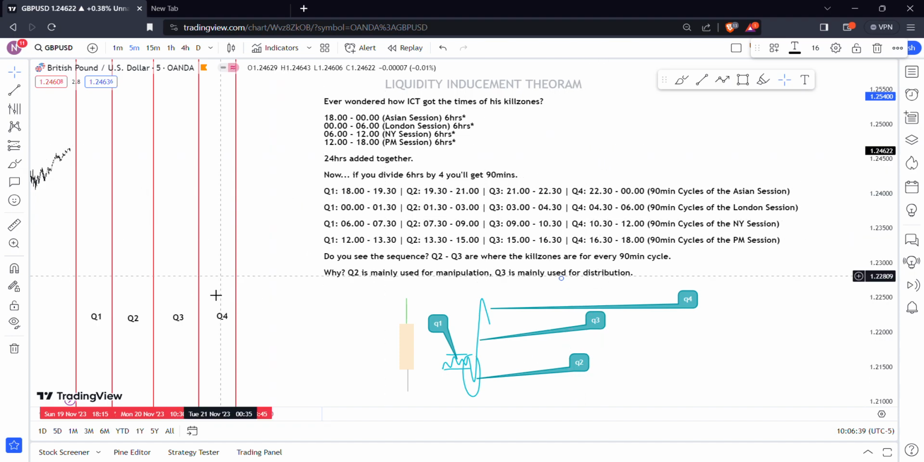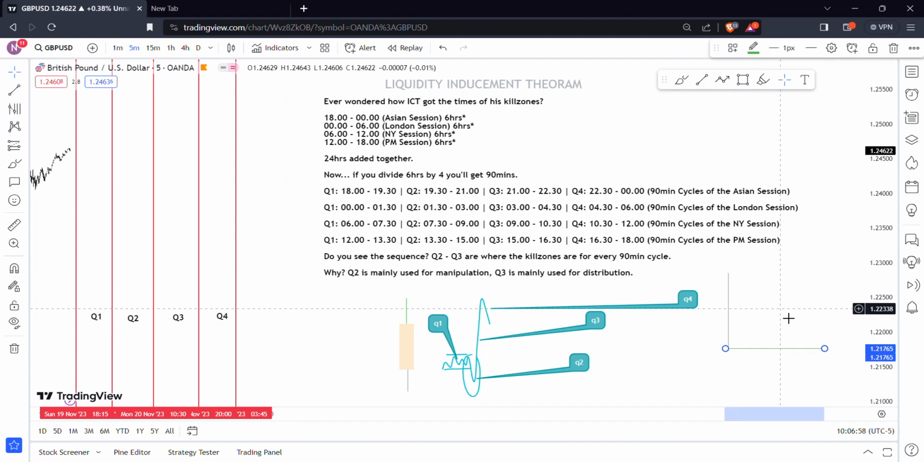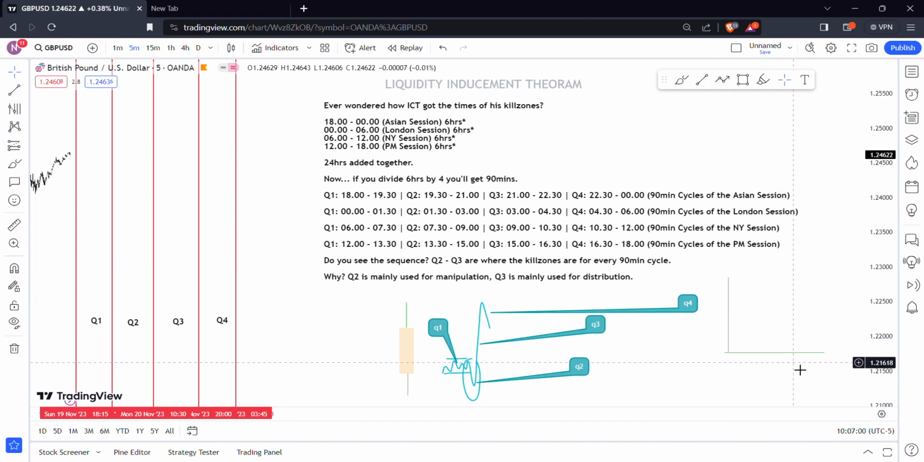In this video, I will show you about the quarterly theory, which is a very important topic to understand the importance of time and price. Many smart money people and retail people think price is very important. But if you see on the chart, we have two axes: the x-axis and the y-axis. The x-axis represents the time and the y-axis represents the price.